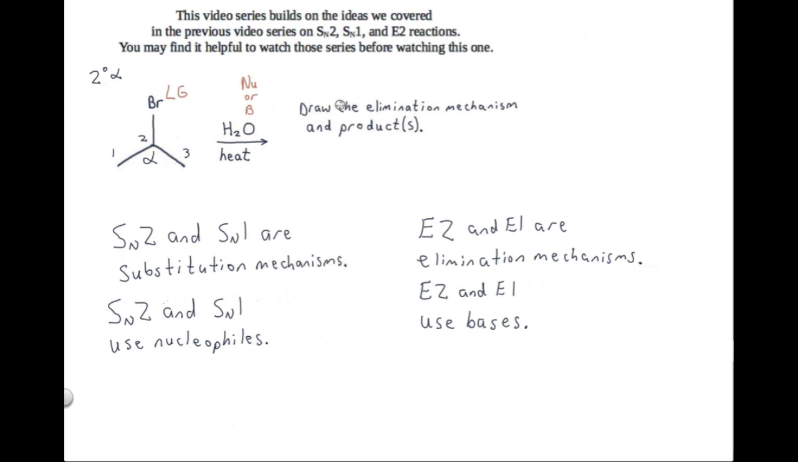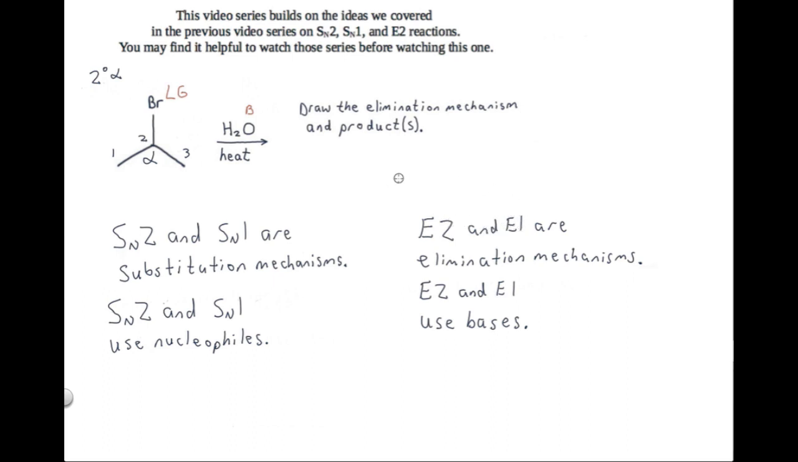The problem tells us we're using an elimination mechanism. That means that this mechanism will be E1 or E2, and that means we're going to use a base, not a nucleophile, in the reaction. So now we predict that the neutral oxygen in the water will act as a base. Now the problem tells us that the mechanism will be an elimination mechanism, so we know the mechanism will be E2 or E1. But which is it?